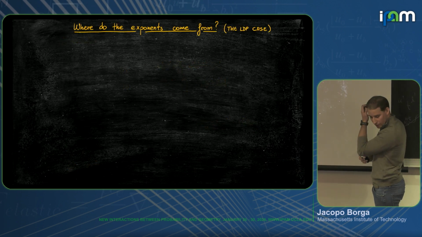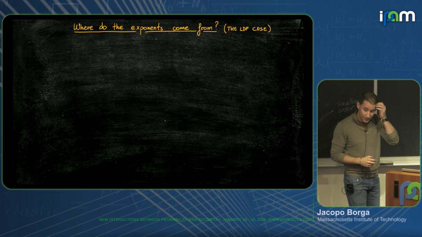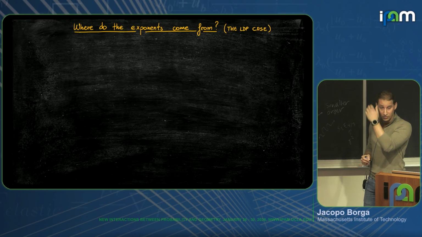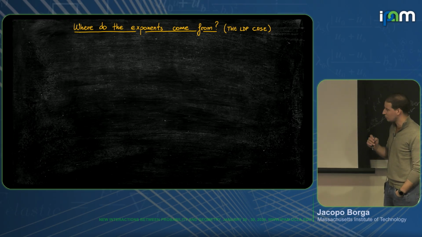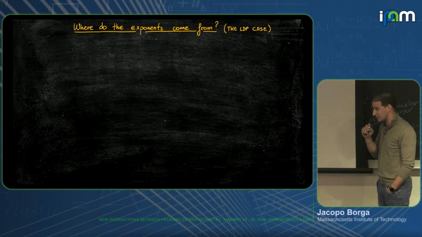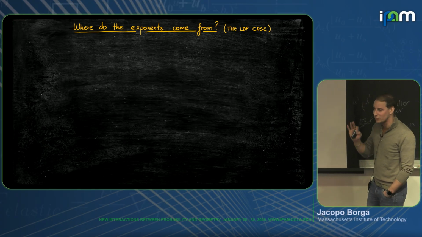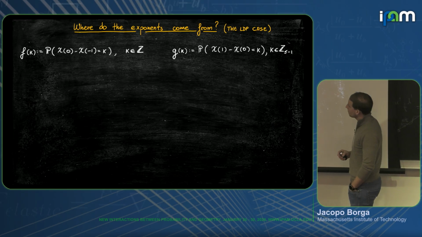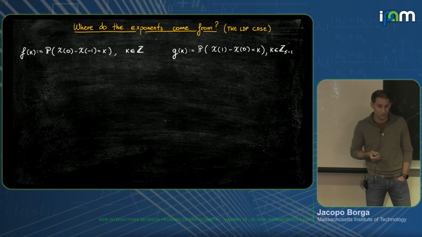Okay, where do the exponents come from? I will focus on the longest directed path case, which for technical reasons is quite simpler than the shortest directed path. We need to do something more complicated for shortest directed distances, but the philosophy is the same in both things, and SDP becomes more technical. So let's call Fk the distribution of the steps on the left, and Gk the distribution of the steps on the right.